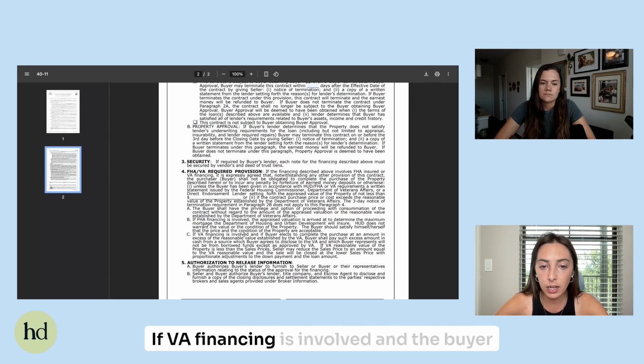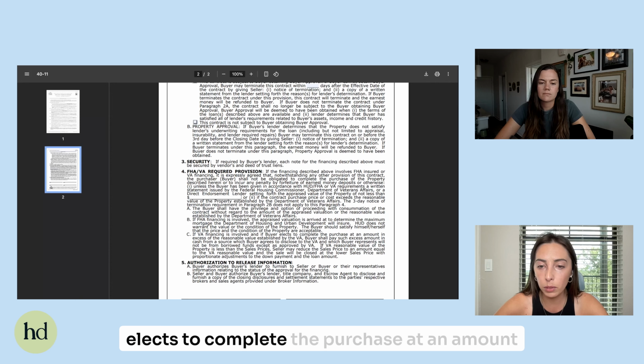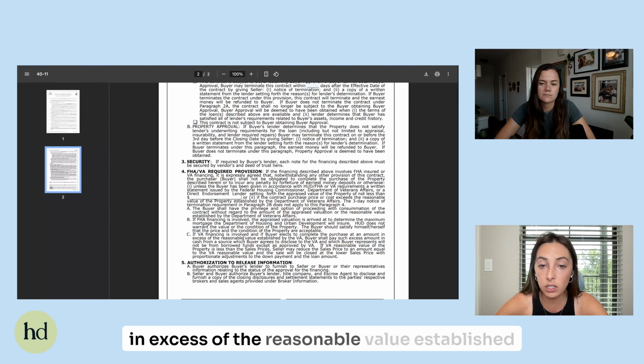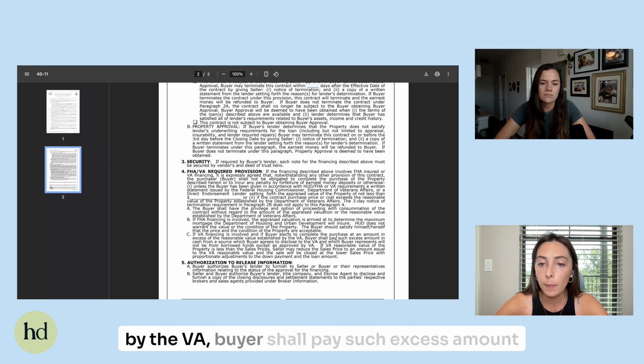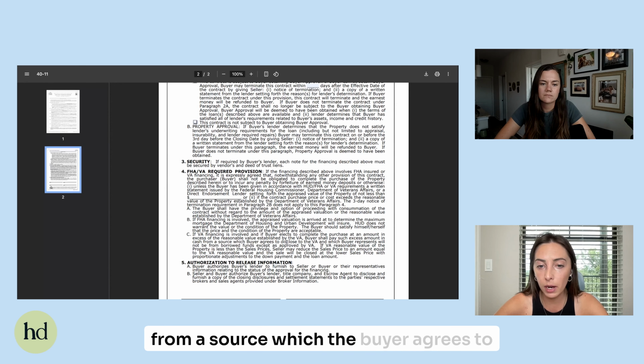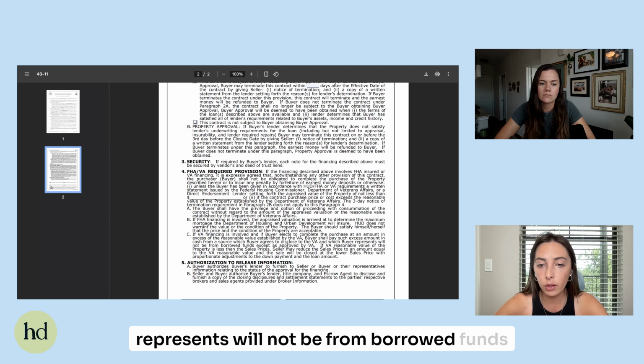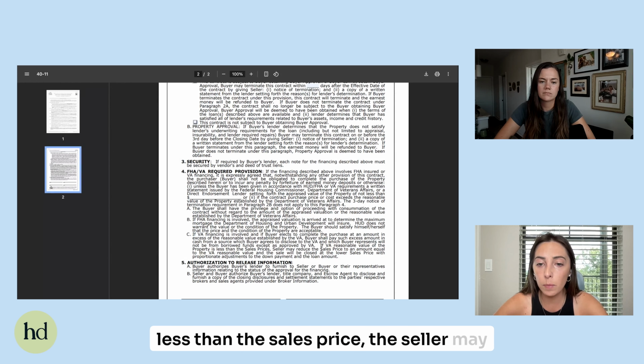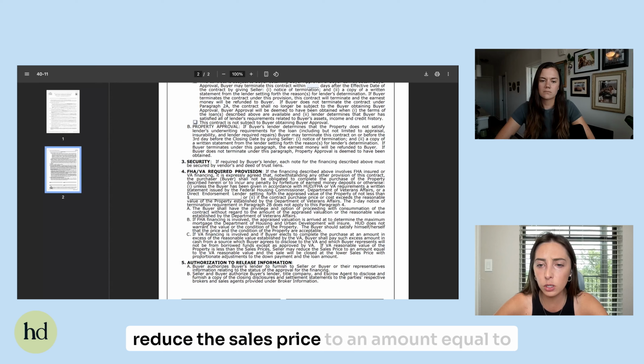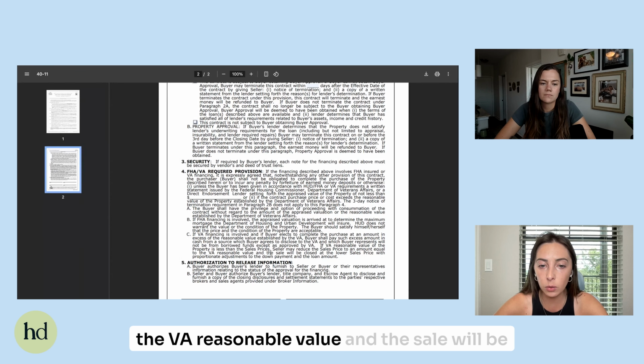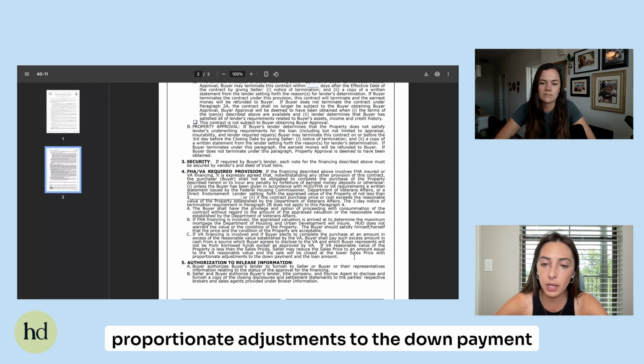4C, if VA financing is involved and the buyer elects to complete the purchase at an amount in excess of the reasonable value established by the VA, buyer shall pay such excess amount in cash from a source which the buyer agrees to disclose to the VA and which the buyer represents will not be from borrowed funds except as approved by the VA. If the VA reasonable value of the property is less than the sales price, the seller may reduce the sales price to an amount equal to the VA reasonable value, and the sale will be closed at the lower sales price with proportionate adjustments to the down payment and the loan amount.